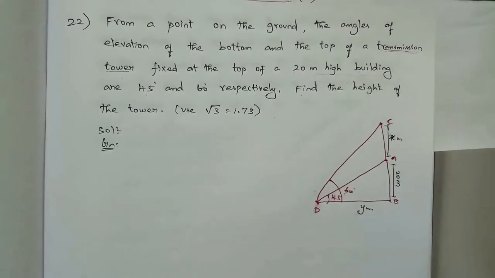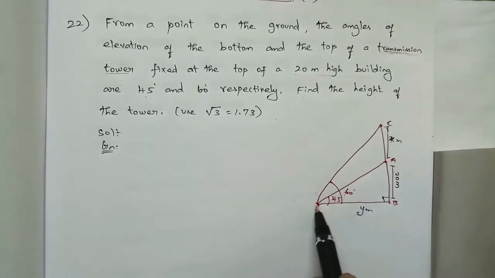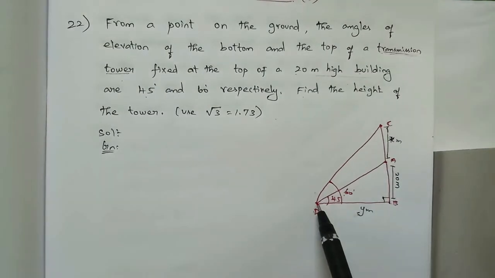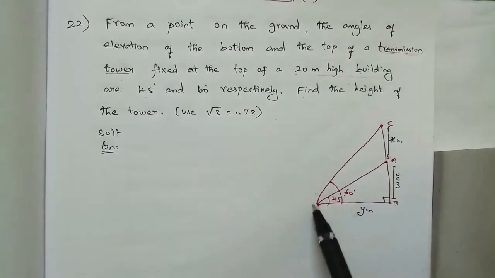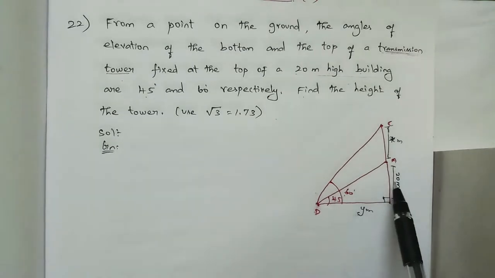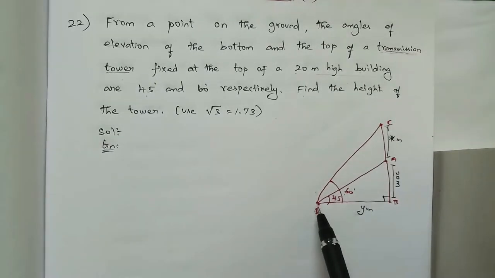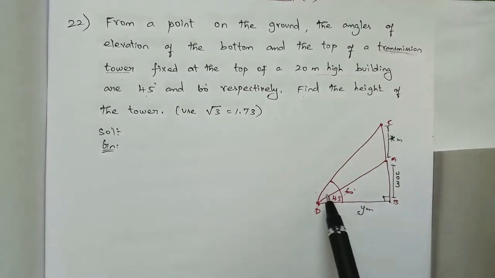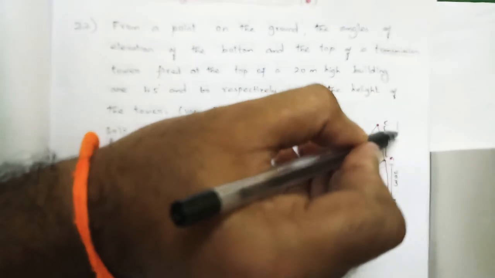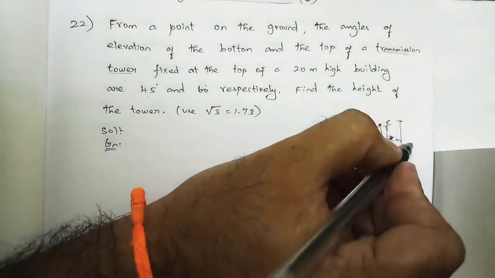So now we have two right triangles: triangle ABD is one right angle triangle, and the other is CBD. For right triangle ABD, for angle 45 degree, the opposite side is 20 meter and the adjacent side is y meter. For right triangle CDB, angle 60 degree, the adjacent side is y meter, but the opposite side is this full side. What is the measurement of this full side? BC is equal to x plus 20 meter.